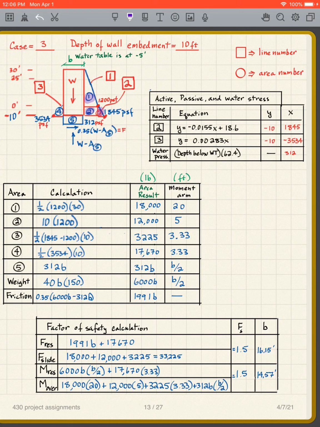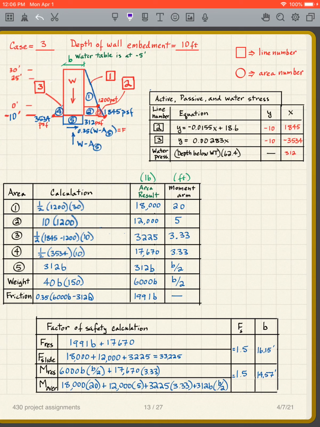Or sorry, we actually don't use this one, because what we're assuming is that the wall lifts off just a little bit, enough to lose contact here, so we don't have that one. There's no moment arm associated with that one. That one disappears, but the water still remains. So it's the centroid of that rectangle for that water.